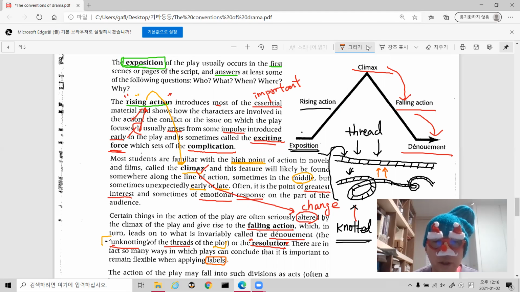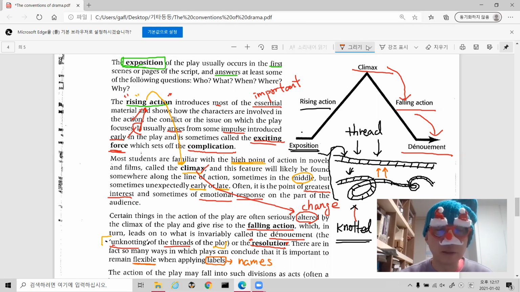Label means the names, right? So we learned several different names, such as exposition, rising action, climax, falling action, and denouement or resolution. Each different label, each different name. When we apply these names, which stage is a rising action, which stage is a climax, which stage is a falling action, we have to be flexible.